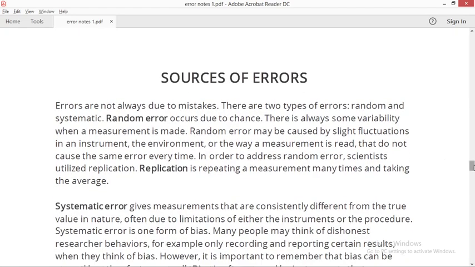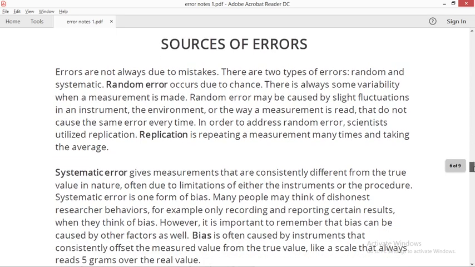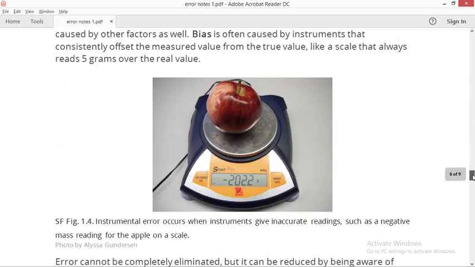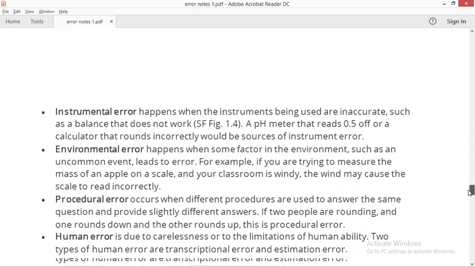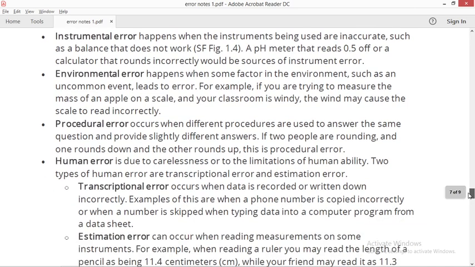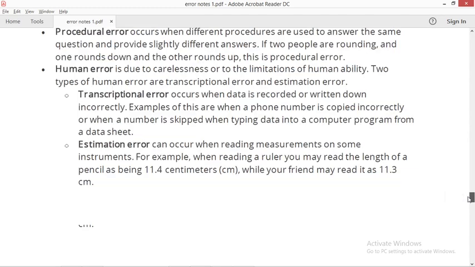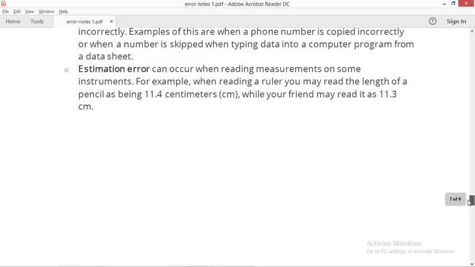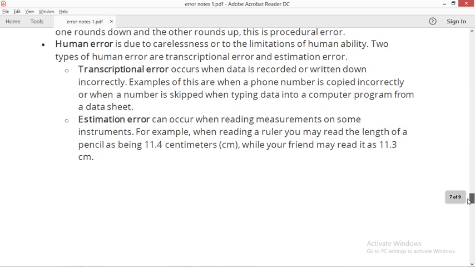Now then we also talked about the sources of error, how the errors occurred. There were 2 main classifications, which were random and systematic. And then we studied instrumental error, environmental error, procedural error, human error, in which there were 2 more kinds, which are transcriptional and estimation.